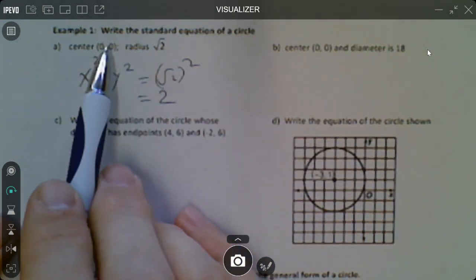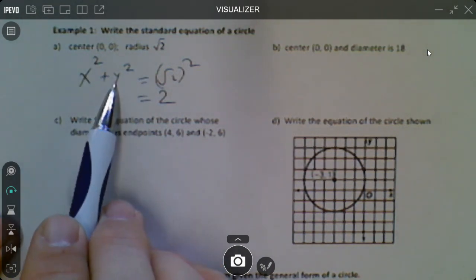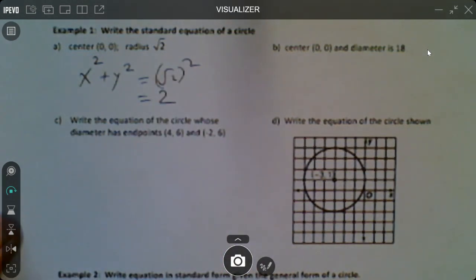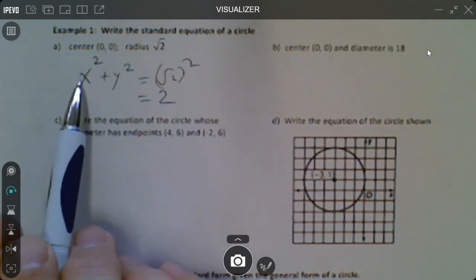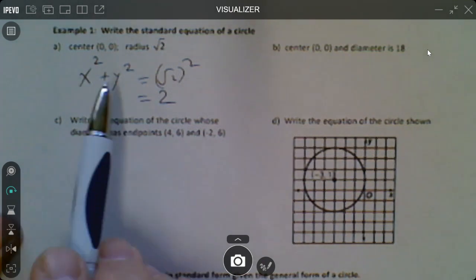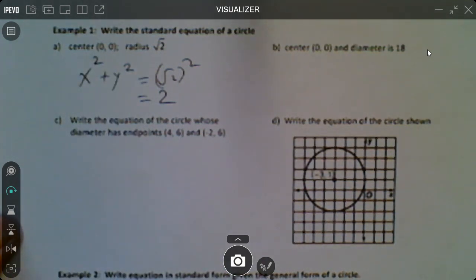So the center is 0, 0. So x minus h squared was really just x squared. And y minus k squared is really just y squared. And then the r squared just becomes 2. So there's your equation. Now, this will always happen when you're centered at 0, 0. You'll end up with just x squared plus y squared. If one of them was 0 and not the other, well, then you'd have maybe an x squared, but this would still be a y minus something, etc. But this is kind of a special case here.